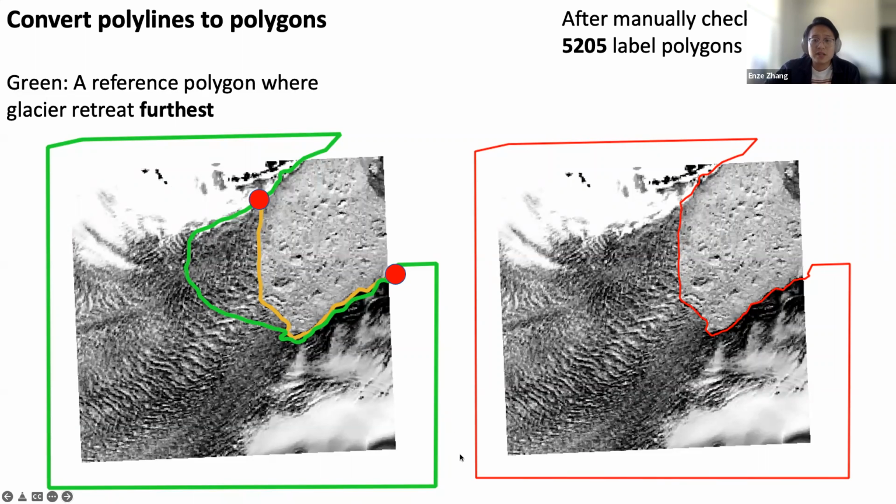So what we need to do is to replace this green part with this orange part and generate this white polygon. That's what we need to do. Those 2 red points are the intersection between the orange curve and the blue polygon. So after converting and manually checking, we generate around 5,000 label polygons as our training data.